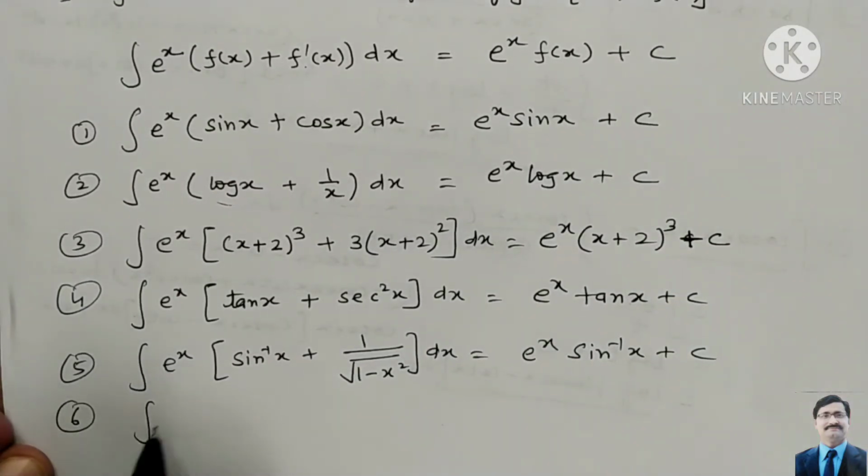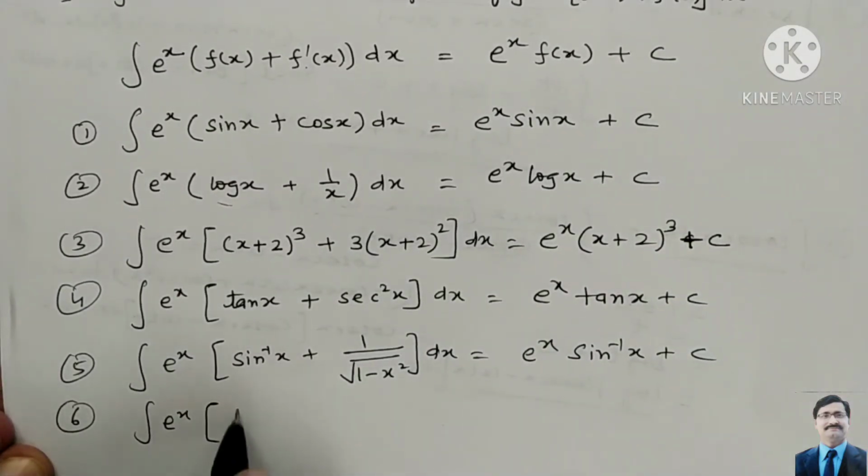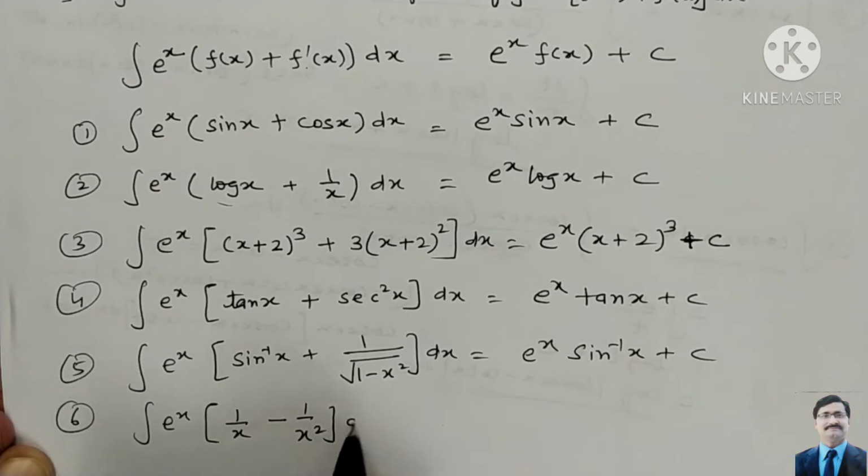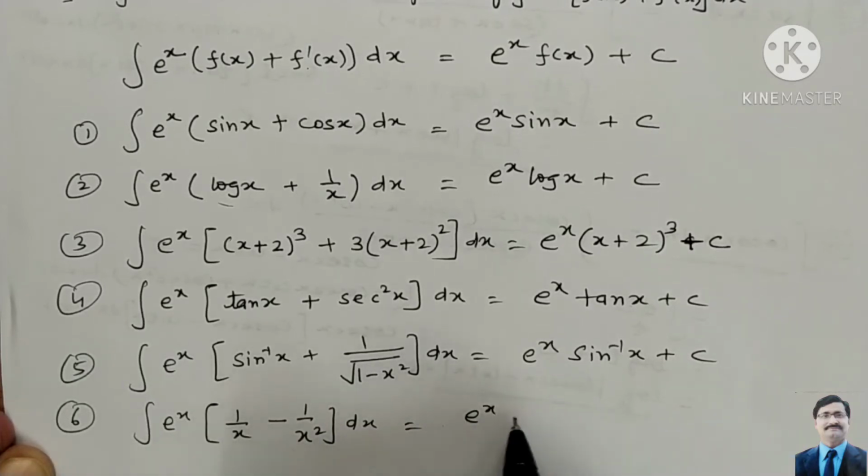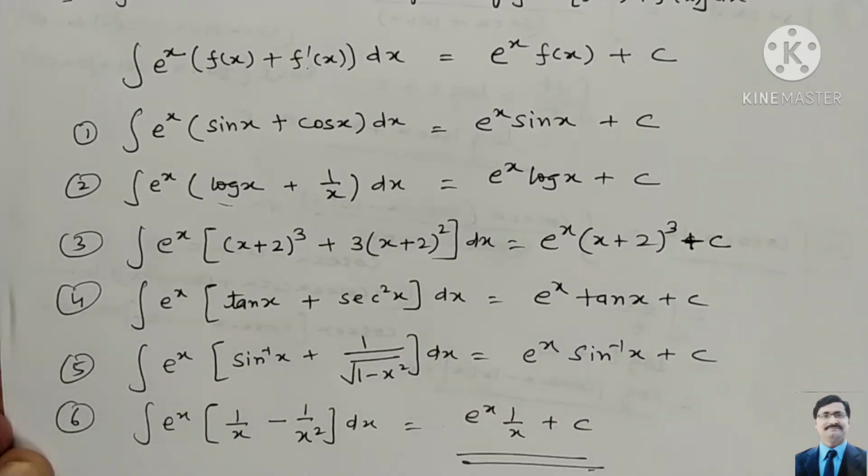Question 6, if I write e^x and here I write 1 upon x, and then the differential of 1 upon x is minus 1 upon x square, given, and then we can write e^x and this is 1 upon x plus c. All of you understand this? These are very simple questions.